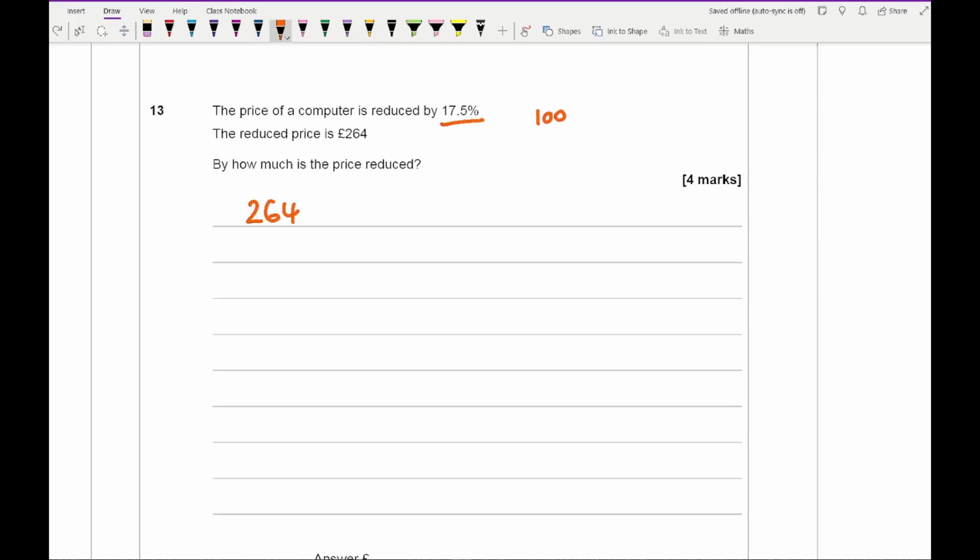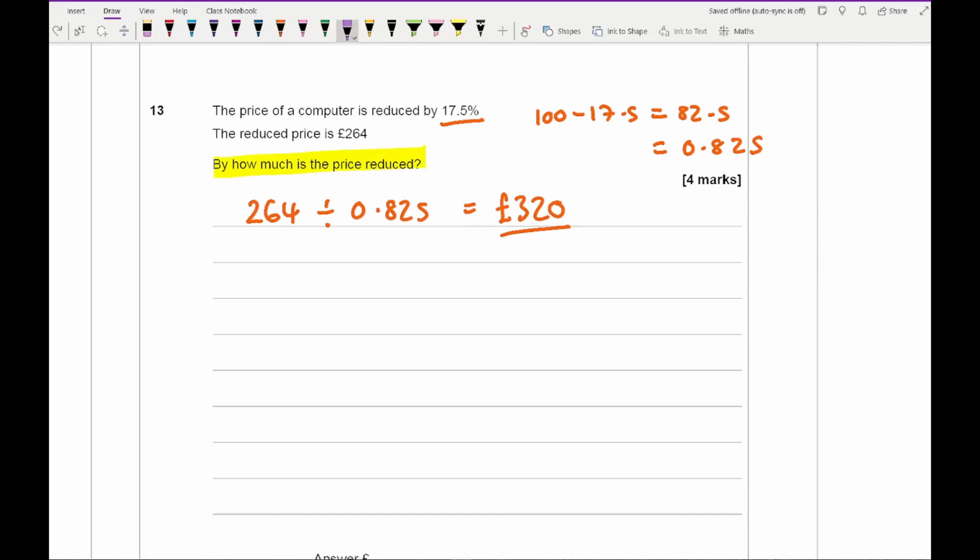So we've got 100 take away 17.5, which is 82.5. Convert that into a decimal multiplier. So we want to divide because we're going in the opposite direction. And typing that into my calculator, I get the original price of the computer, which is 320. Now the question is asking me for how much has the price been reduced. So we do the original price minus the sale price, which comes up to a total of £56.